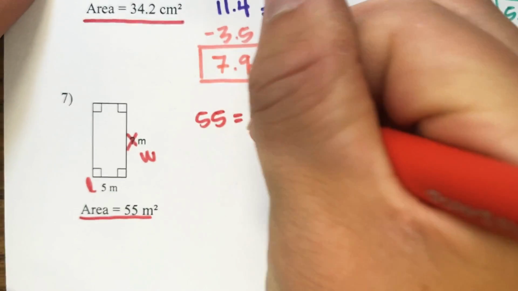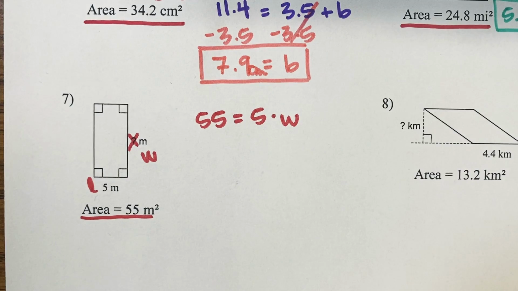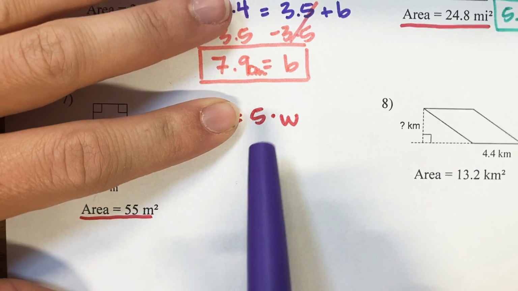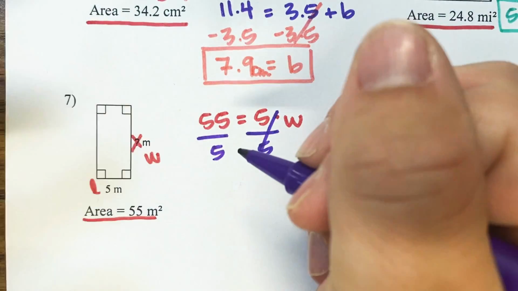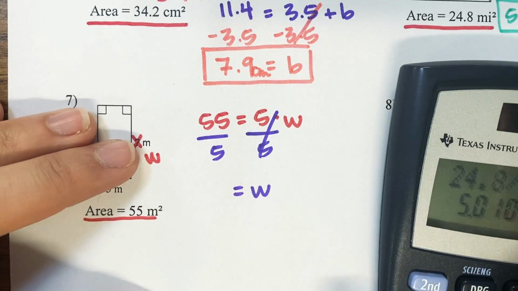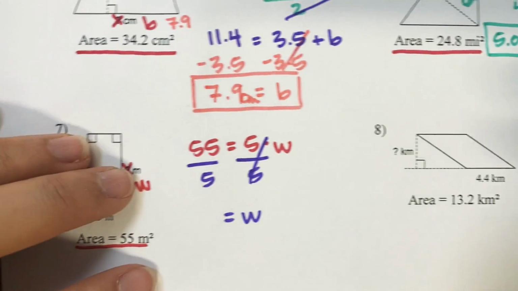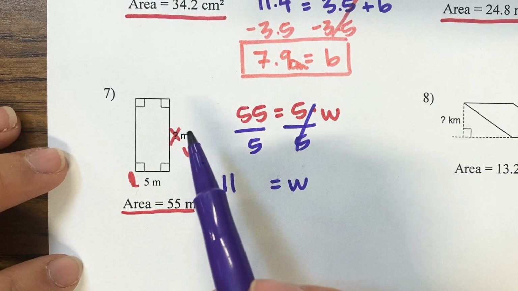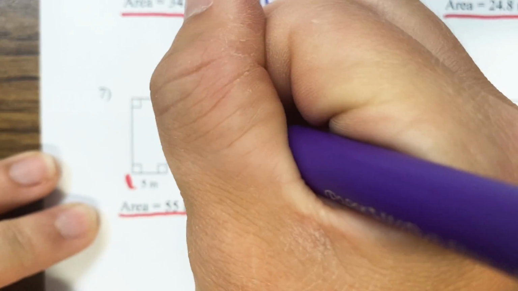Okay, so we have our length, which is 5, times W, which is our width, which is what we don't know, right? So this one, we only have one step to getting W by itself. Okay, so I need to get rid of times by 5. So what is the opposite of times by 5? I'm going to divide by 5. Okay, so I get W's all by itself. And what is 55 divided by 5? I get 11. Okay, what are my units of measurement? M for meters, so 11 meters equals our width. 11 meters.